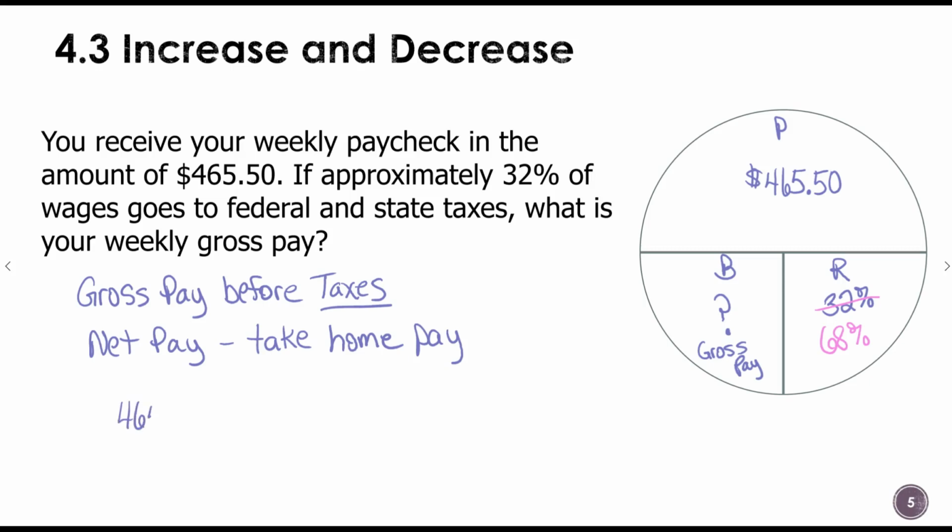So we take the $465.50 and divide it by 0.68. And that tells me that my gross pay then would have been $684.56. That's the amount we wish we brought home, but we don't get to do that. All right.